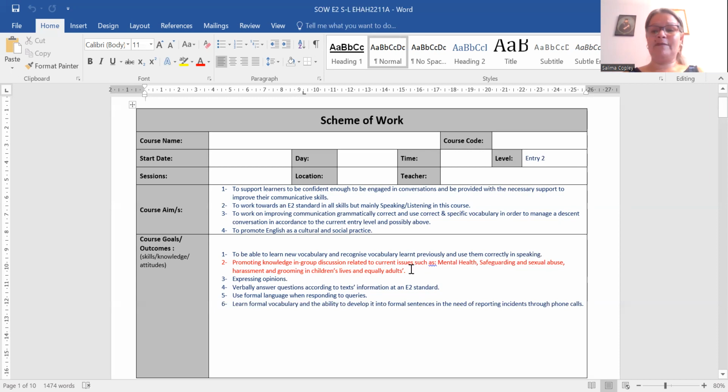Now, you notice that I've highlighted this in red because it has a bit of a special characteristic for me and for my students. Like I said, this was mainly linked to the psychology module. So, promoting knowledge in group discussion related to current issues.